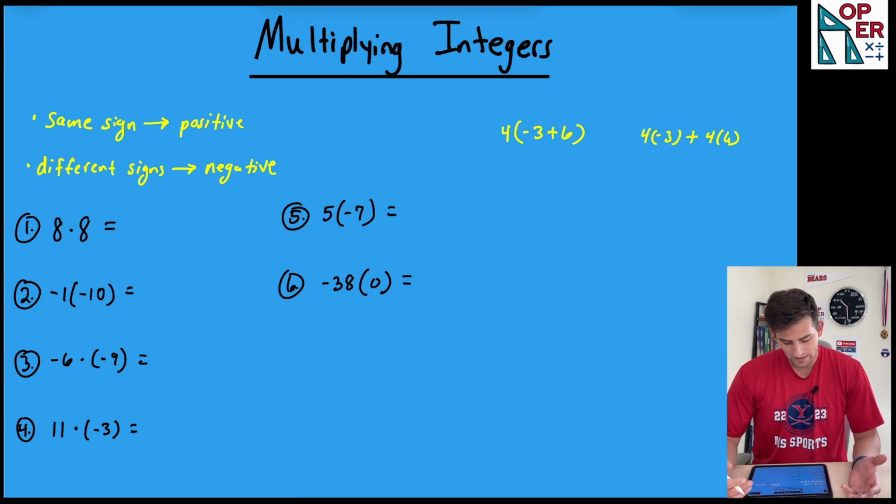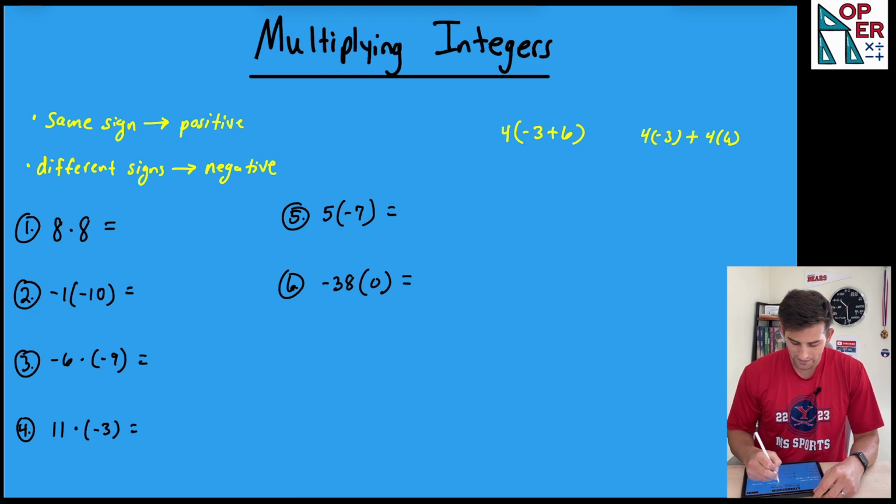When we have numbers that have the same sign, our product, or the answer to our multiplication problem, is going to be a positive number. So if I have a positive times a positive or a negative times a negative, that's going to give me a positive answer. And we'll talk about why in just a second. Then when we have different signs, we're going to end up with a negative product. So if I have a positive times a negative or a negative times a positive, we'll have a negative answer.